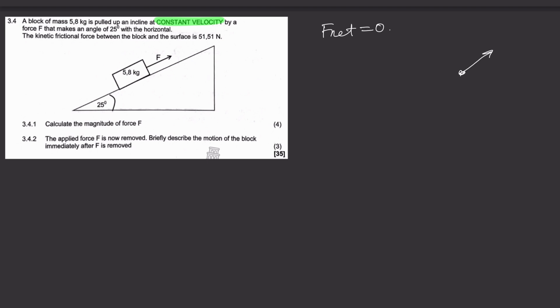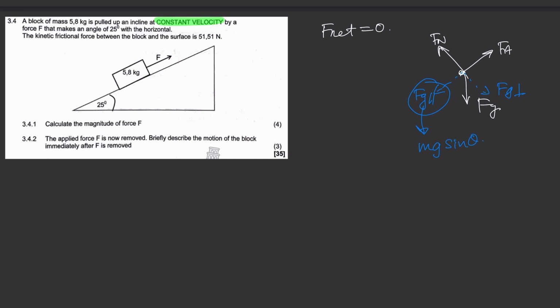There's going to be a force applied. There's going to be a normal force. Then there's gravity. But this gravity has components. It has a parallel component, and it also has a perpendicular component. Now, we are interested in the parallel component. The parallel component is equal to mg sine theta.